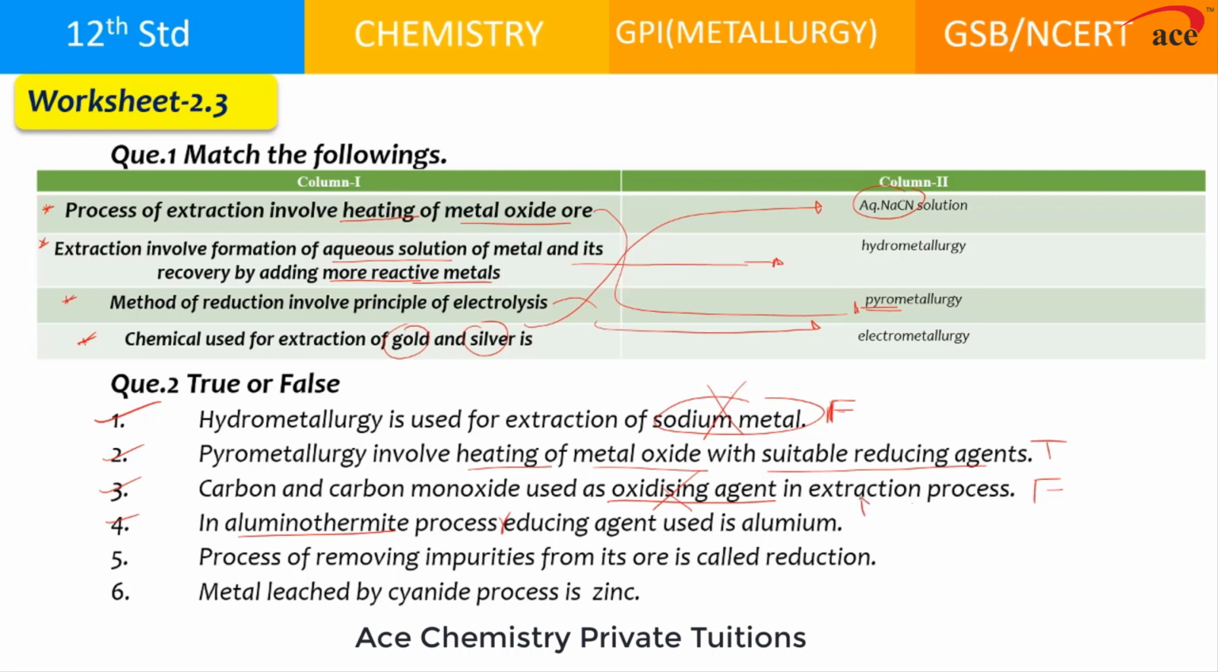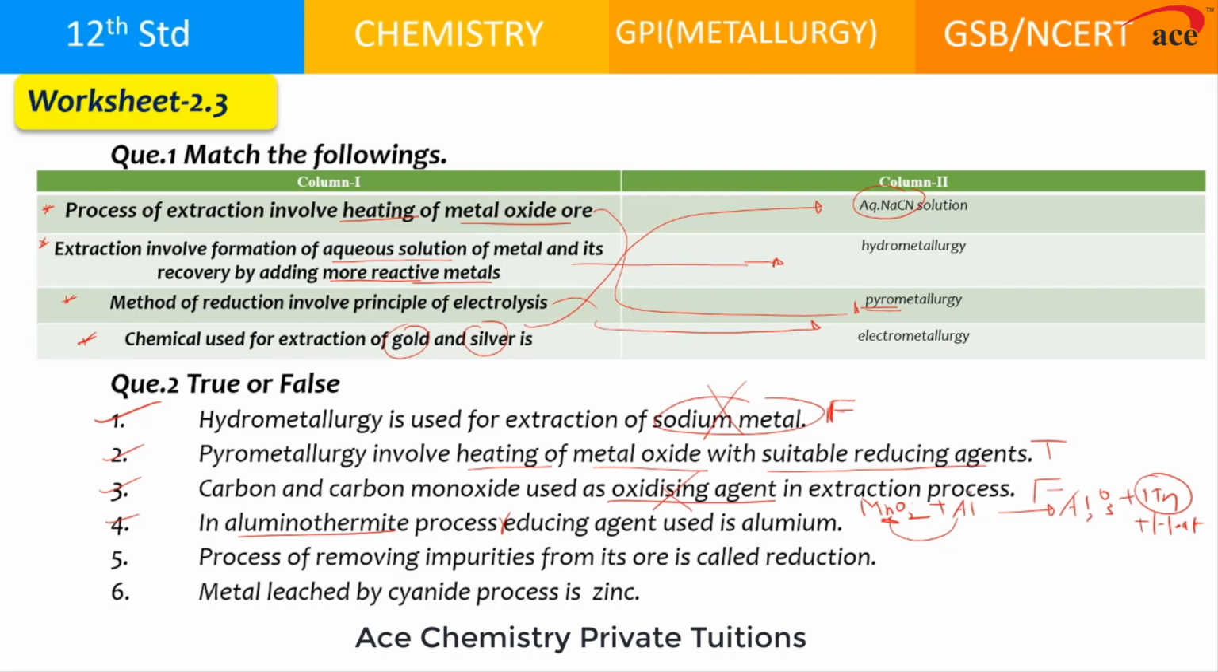If you'll see, there are certain reactions. For example, in pyrolusite, which is the ore of Mn, if we mix it with aluminium, then aluminium, being highly reactive, displaces what? Manganese, and it forms Al2O3, and it gives manganese metal. In this, a large amount of heat is given out, so the metal obtained is in the molten state.